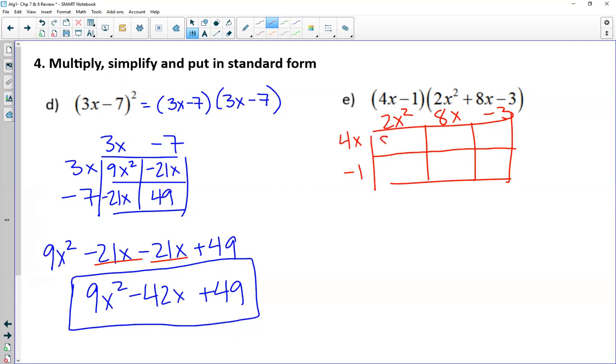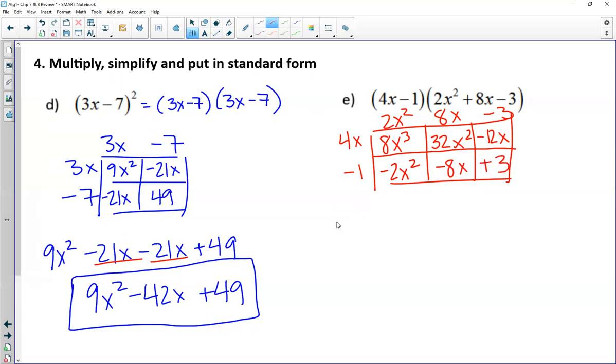4 times 2 is 8. X times x squared will be x cubed. 4x times 8x. 4 times 8 is 32. X times x will be x squared. 4x times negative 3 is negative 12x. 2x squared times negative 1 is negative 2x squared. Negative 1 times 8x will be negative 8x. And negative 3 times negative 1 will be positive 3.